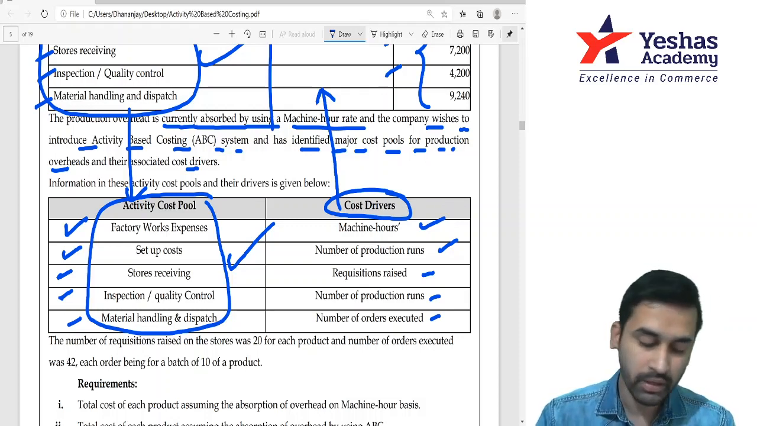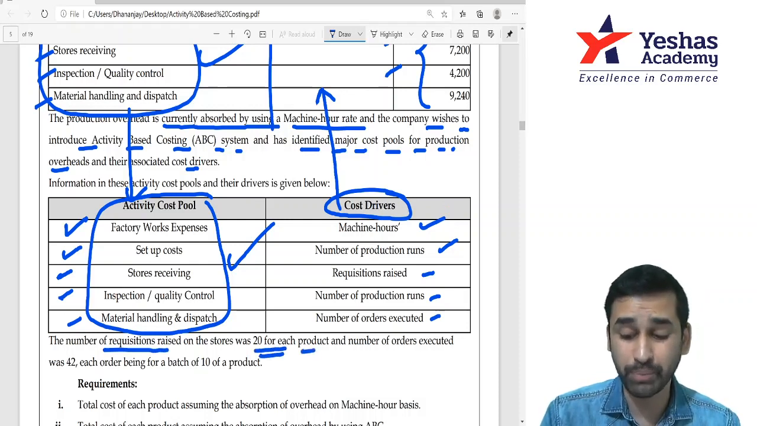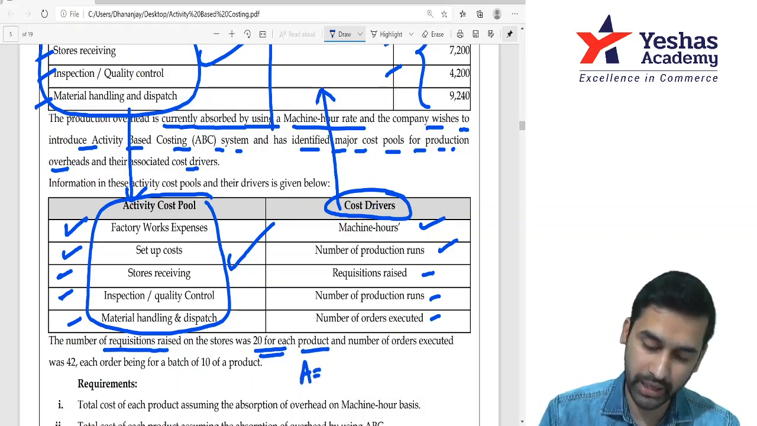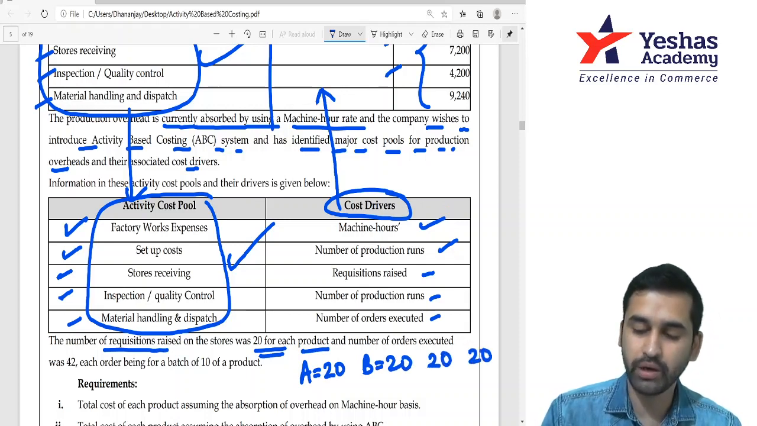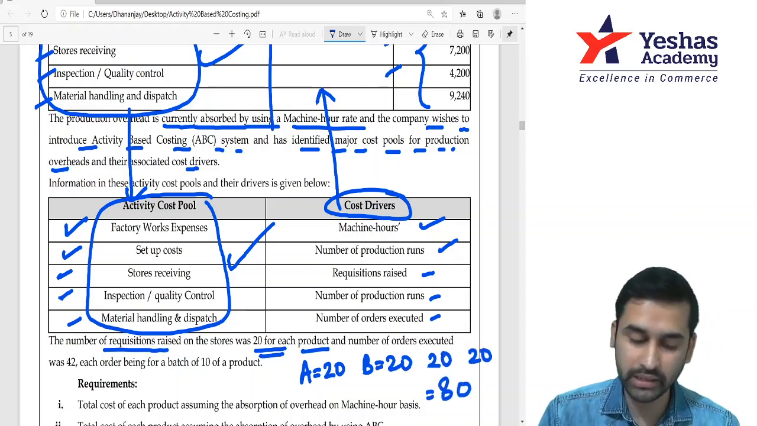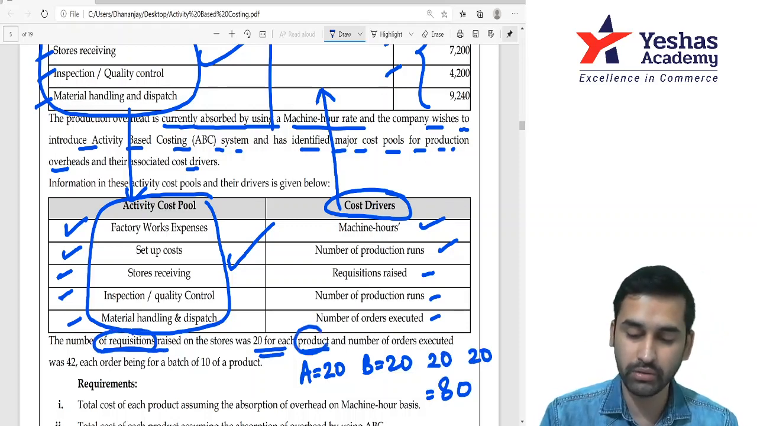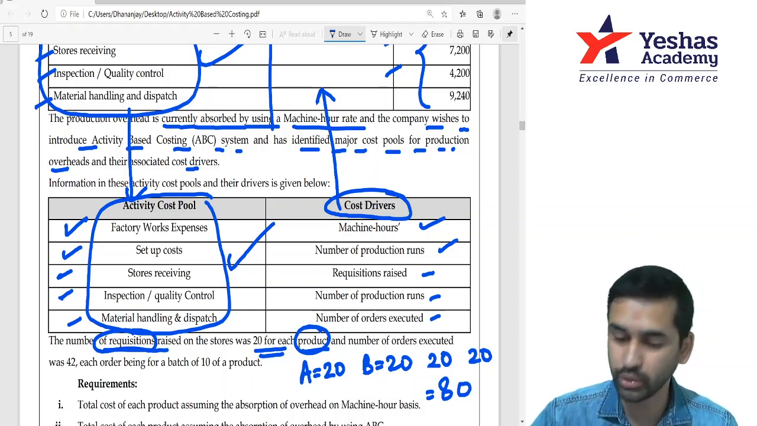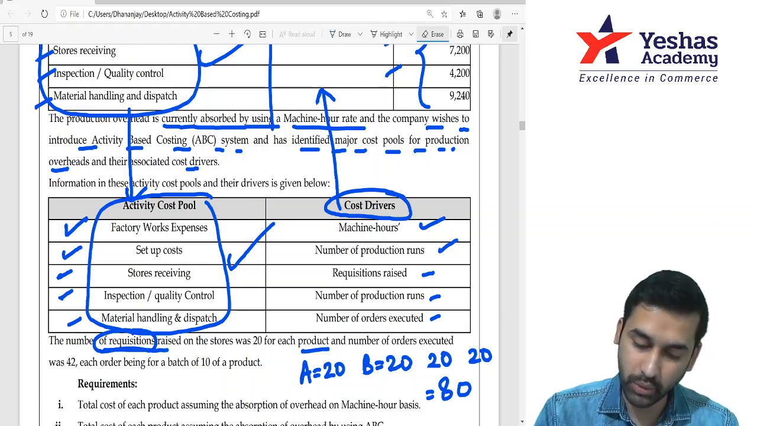The number of requisitions raised on the stores was 20 for each product. Observe here. Each product means what? Product A 20, product B 20, product C 20 and product D 20. That means total 80 stores requisitions. Clear to you? They did not say 20 for one unit. They said 20 for one product. A is a product, B is a product, C and D. So 20, 20, 20, 20. Total 80. Right.